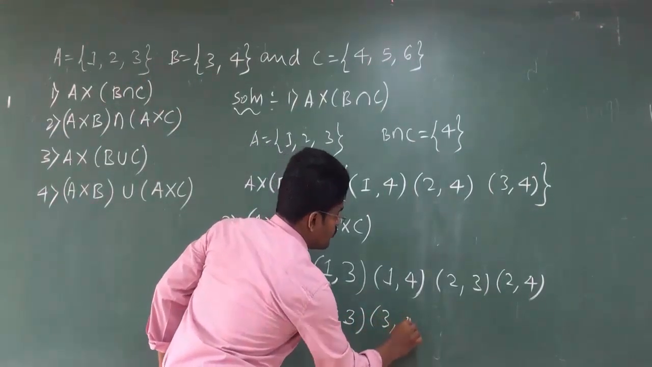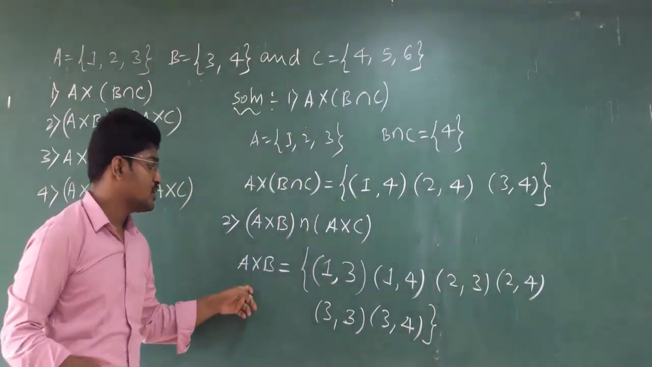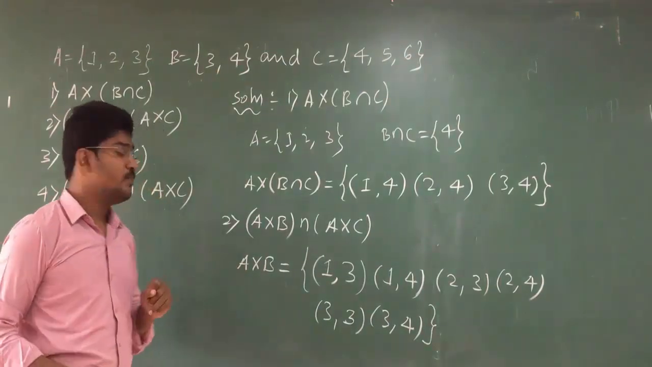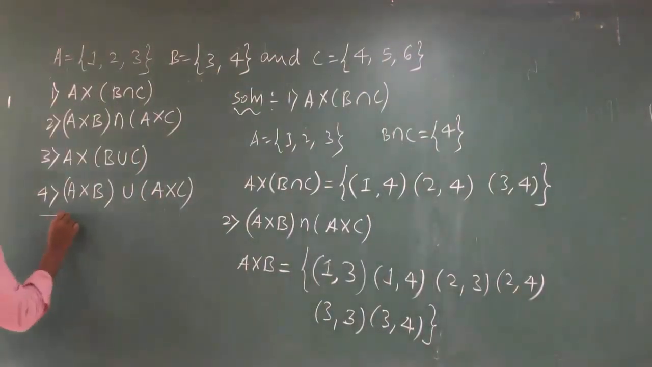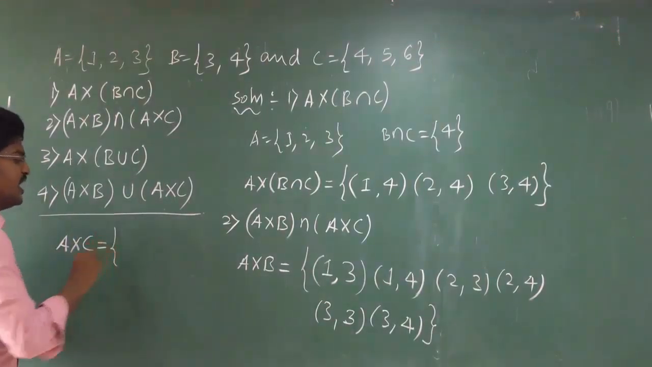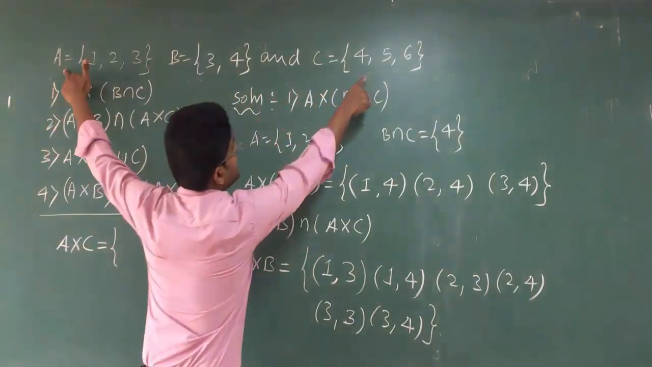3, 4. Clear? So this is your A cross B. ಅರ್ಥ ಆಯ್ತಾ? ಸೊ ಇದು A cross B. Now let us calculate one more thing, that is A cross C equal to set of A cross C ನ ಯಾವ ರೀತಿ ಬರೀತೀರಿ? ಸೀ A ಇದು C, ಕ್ಲಿಯರ್?